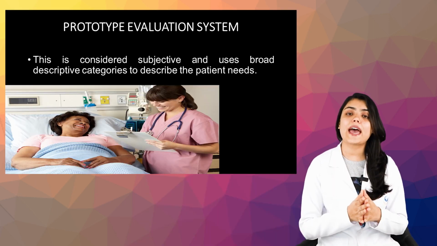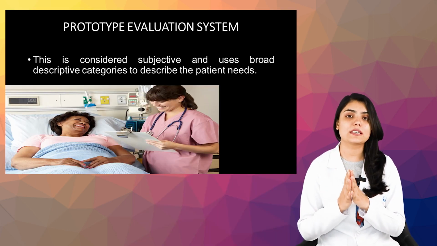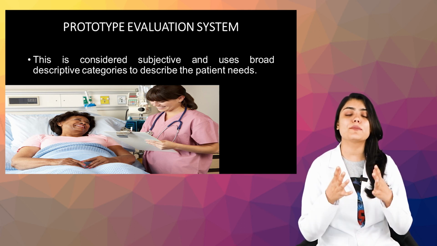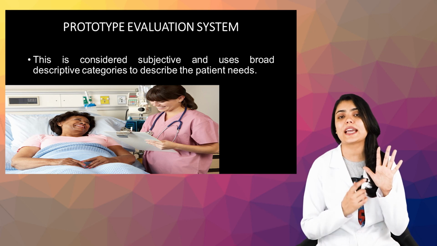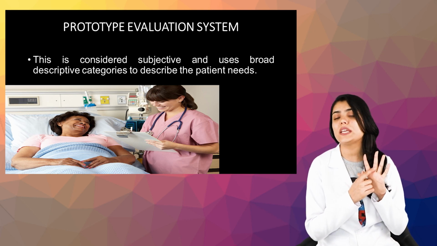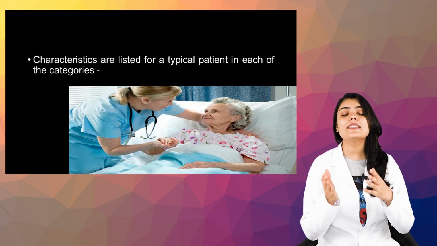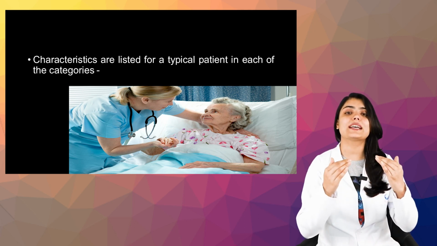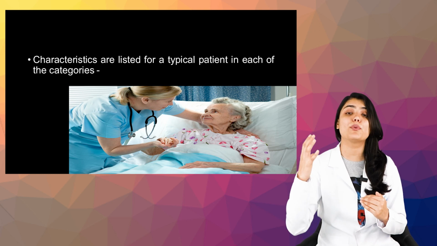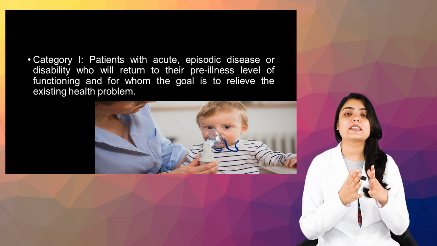The second type we have is prototype evaluation system. In prototype evaluation system, the patients are majorly categorized into 5 different categories, which are category 1, 2, 3, 4, and 5. Unlike the factor evaluation system, in prototype evaluation system, patients are classified into broad categories. So let us see one by one what each category includes. The first one that we have is category 1.